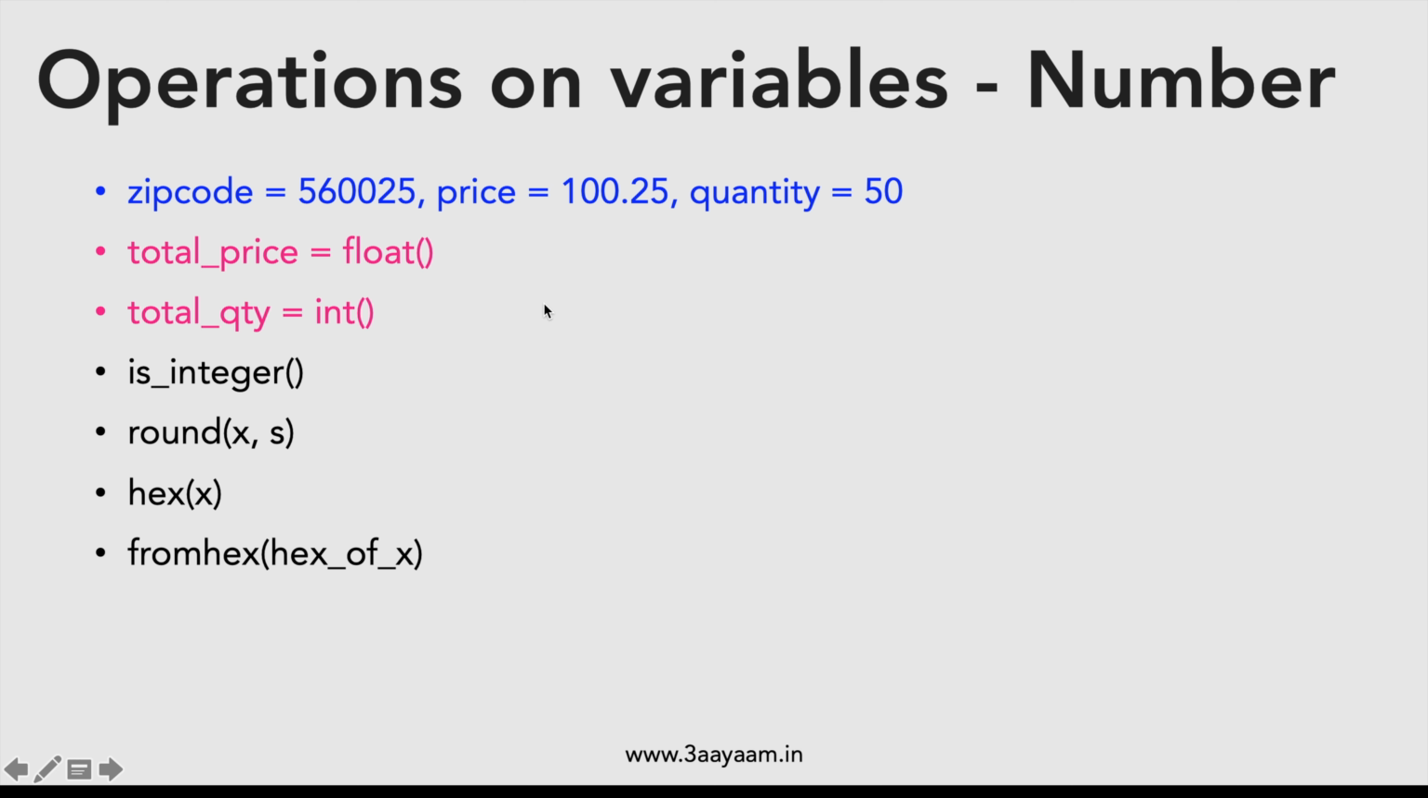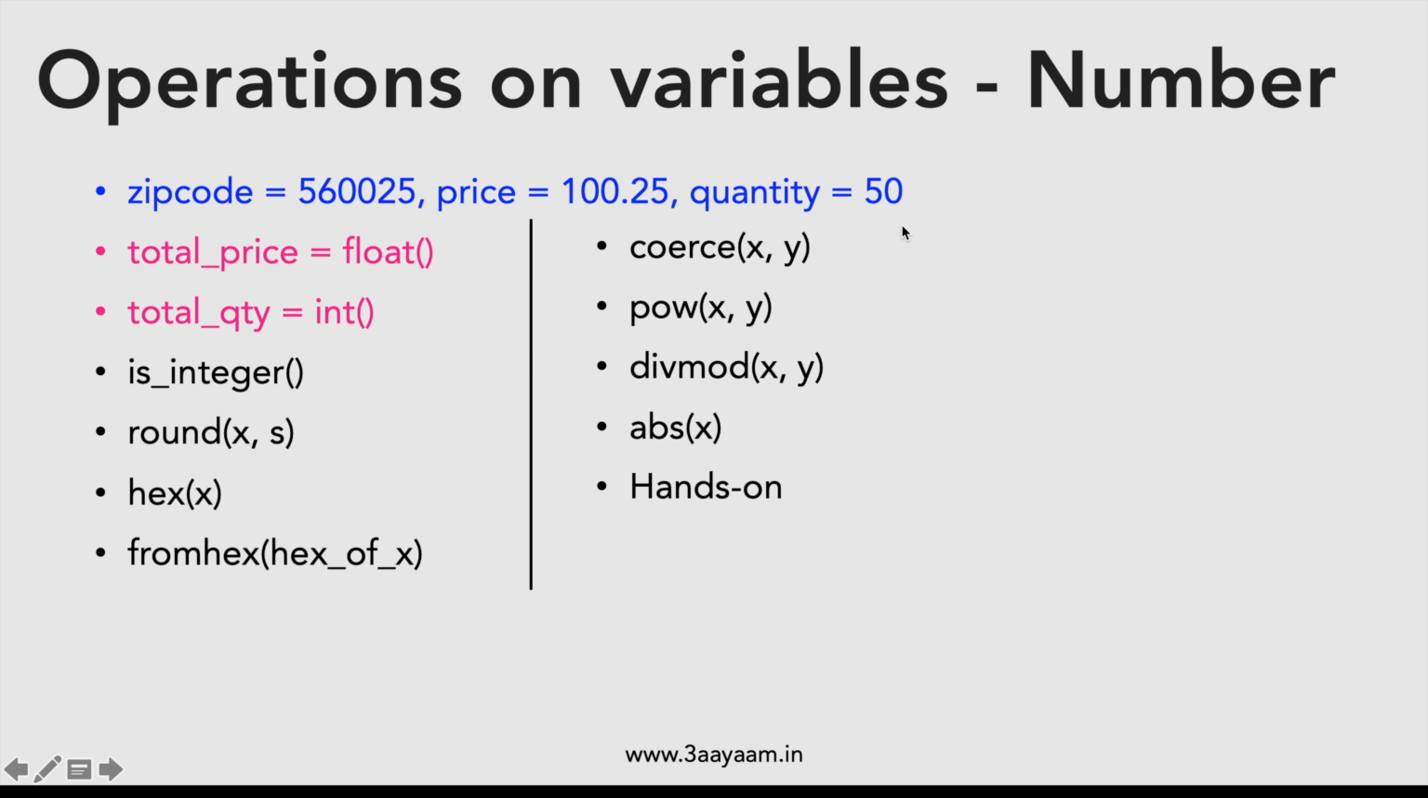And the number of operations on a variable are not as much as string. So one of them is is_integer, which basically tells whether a particular value is integer or not. Then we have a round operation, which can be used to create a rounding of the value, and it would be rounded to this particular number of digits before the dot and number of digits after the dot. We can also convert it to hex, or we can create an integer value from hex value also. Then there are few other operations like coerce, power, divmod, absolute.